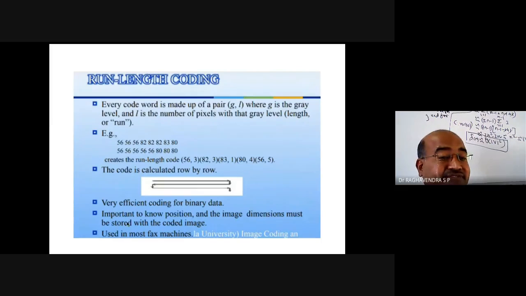The important concept is we have to identify the position, meaning the rows, and also the dimension, that is the number of rows and number of columns, and this is commonly used in fax machines.